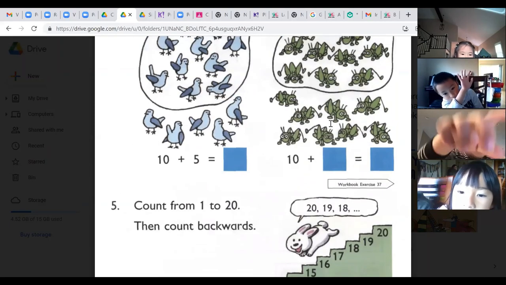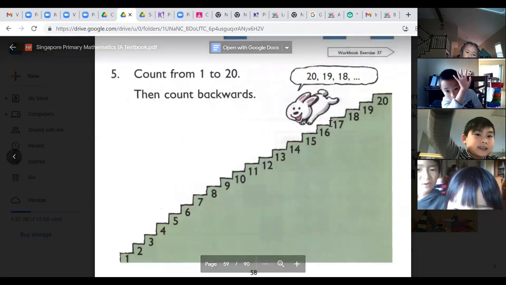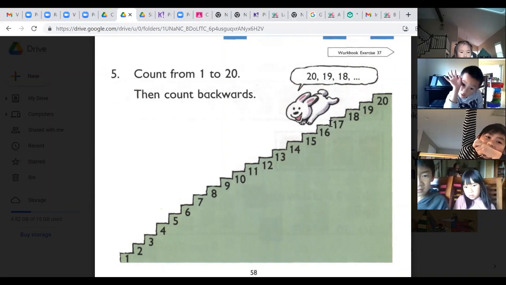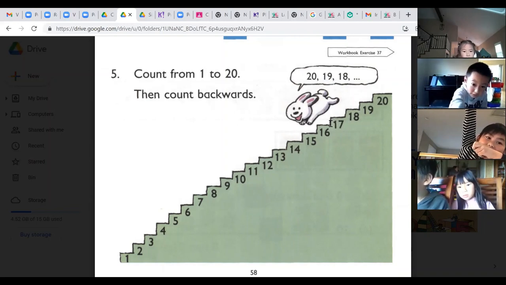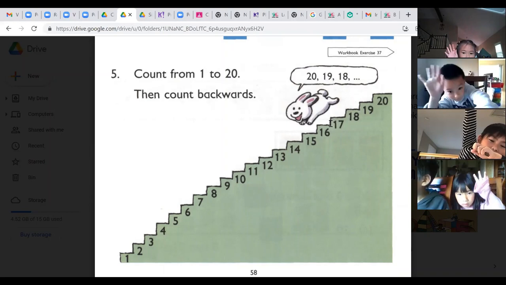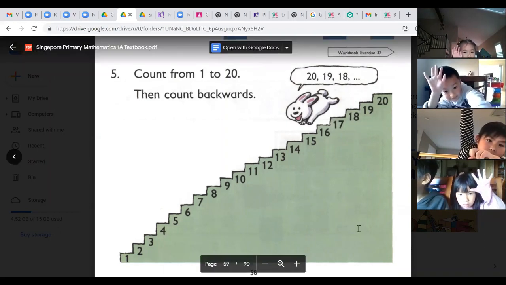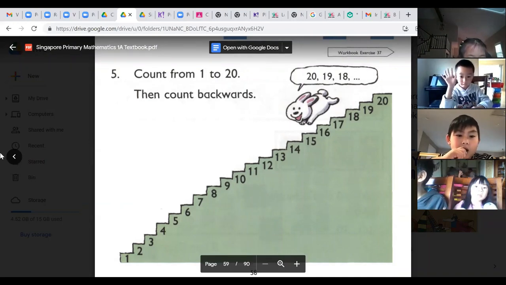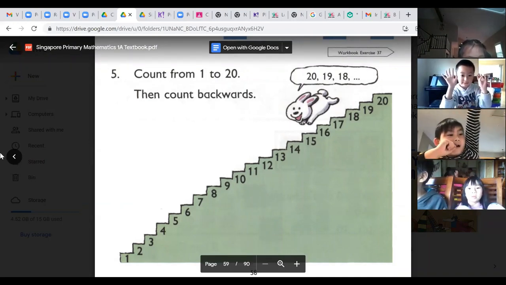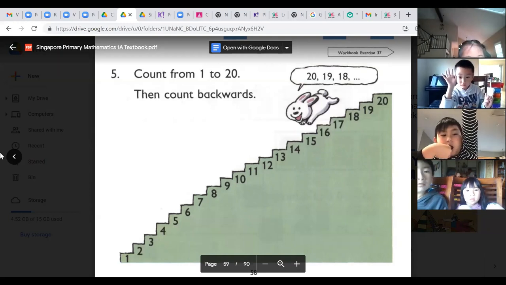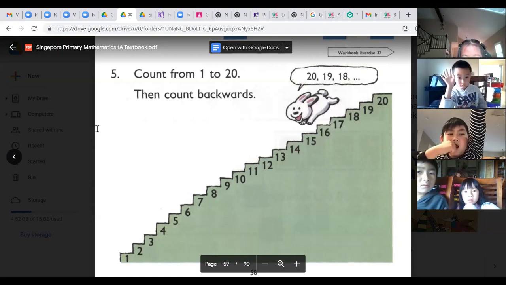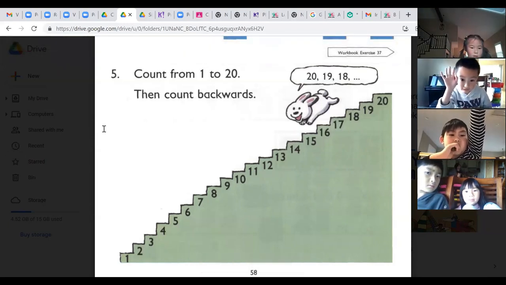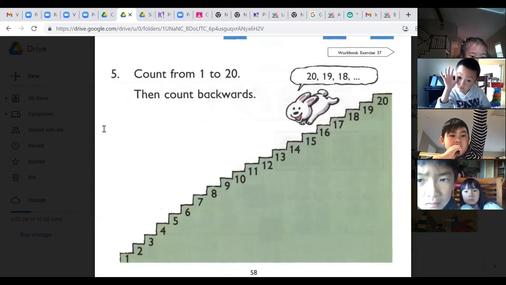Okay. Now, who wants to try counting from 20 all the way to 1? We've done that with 10 to 1, but does anyone want to try? Yes, Sophia, go ahead. Sophia, did you want to give this a try? Okay. I forgot to unmute. Oh, okay.